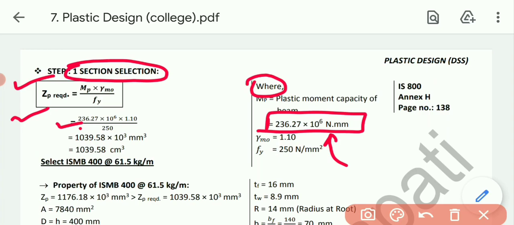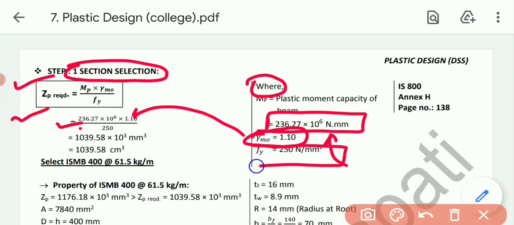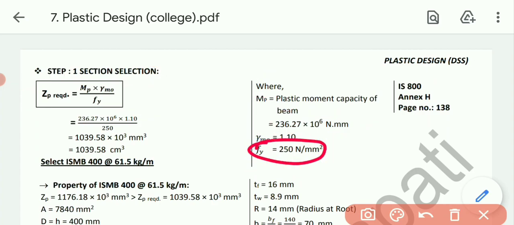236.27 into 10 raised to 6 into gamma m0, that is a constant from table number 5, 1.10, divided by fy, the yield stress of steel, which is always taken as 250. So we have got all the unknowns. Let's solve this one. We will get the answer 1039.58 into 10 raised to 3 mm cube. Let's convert it into centimeter cube. So ultimately we will get 1039.58 centimeter cube. That is the criteria of the ZP requirement.